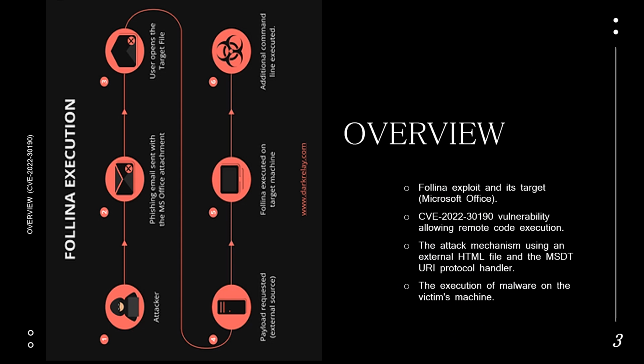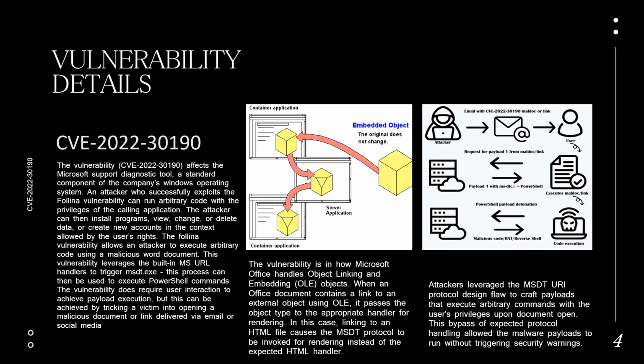The Follina exploit targets a vulnerability in Microsoft Office, registered as CVE-2022-30190, that allows for remote code execution. It works by embedding a link in an Office document to an external HTML file hosted on a malicious server. When opened, the document leverages the Microsoft Support Diagnostic Tool MSDT URI protocol handler to download and execute malware on the victim's machine.